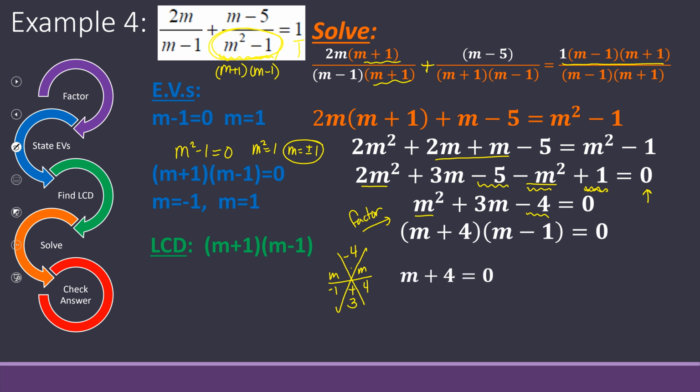Set them individually equal to 0 and solve. The m plus 4 equals 0, so m is negative 4, and m minus 1 equals 0, so m is 1, but that was a domain restriction, so we can only use m equaling negative 4 as our solution. Great job yet again, and we are done.